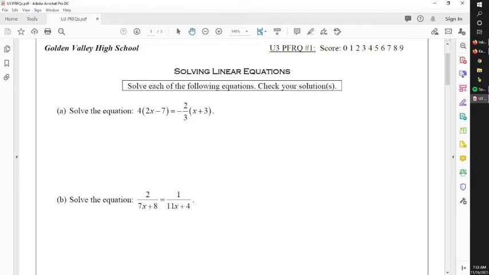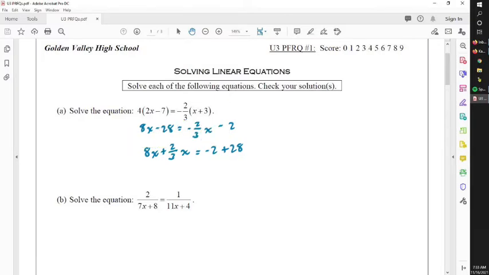Solving equations. All right, to start us off, let's distribute. I'm going to distribute that 4 and that negative 2 over 3, and this is what I get after I distribute those values. And then the next thing I'm going to do is move the x's and the constants on the same side. So I add 28 to both sides, and I added 2 over 3x to both sides. Now I have the x's on the left side and I have the constants on the right side.